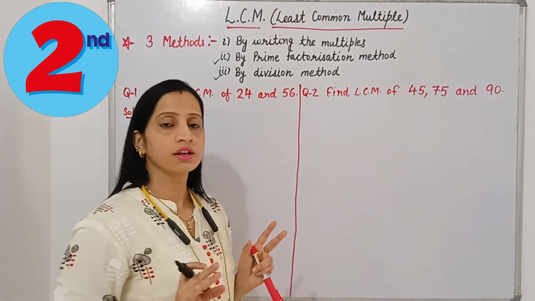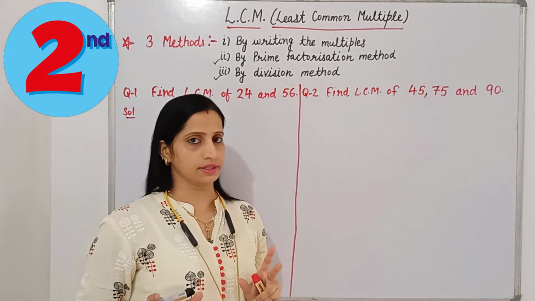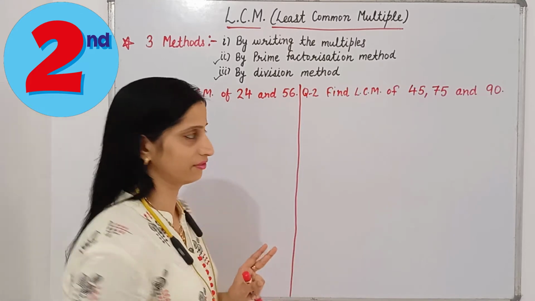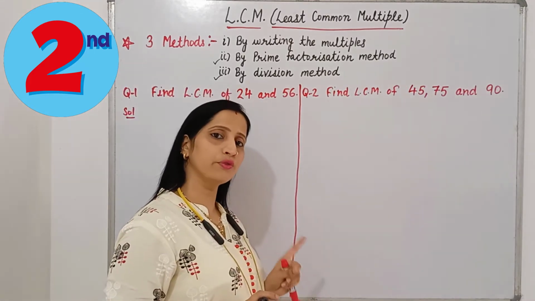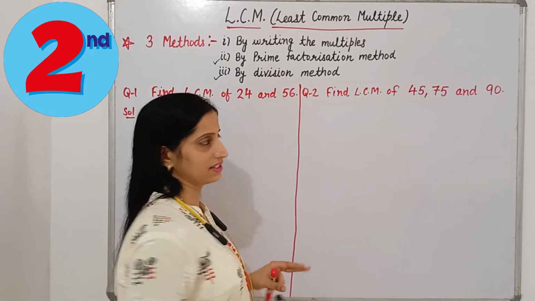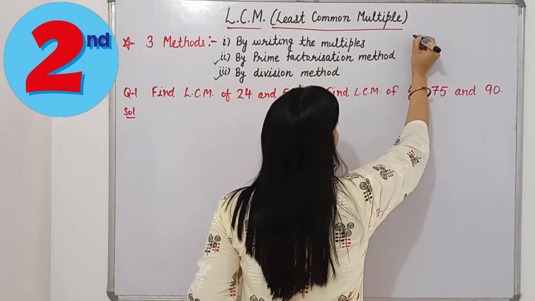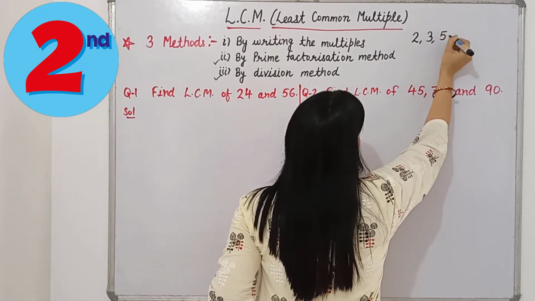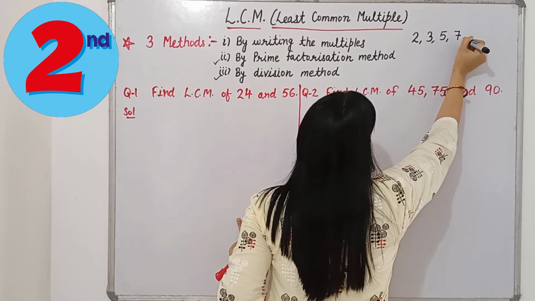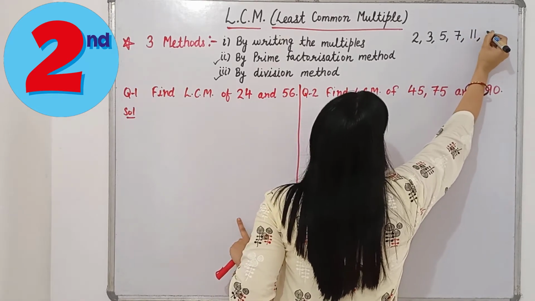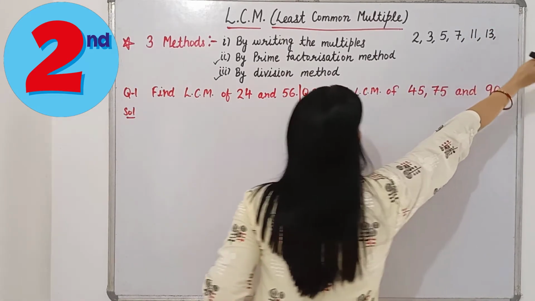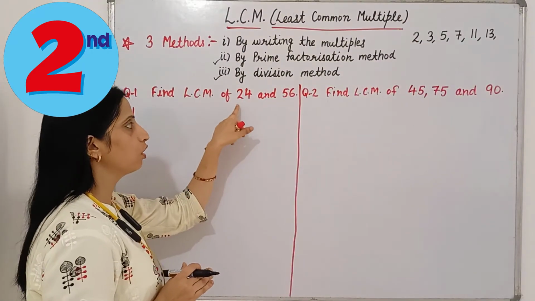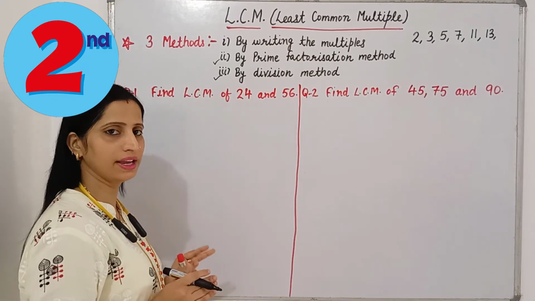So first of all, let's understand what prime numbers are. Prime numbers are the numbers which are divisible by only 1 and itself. Means the numbers which have only two factors, 1 and the number itself. So the smallest prime number is 2, then 3, then 5, then 7, then 11, 13 and so on. Now we will find out the prime factors of 24 and 56 one by one.